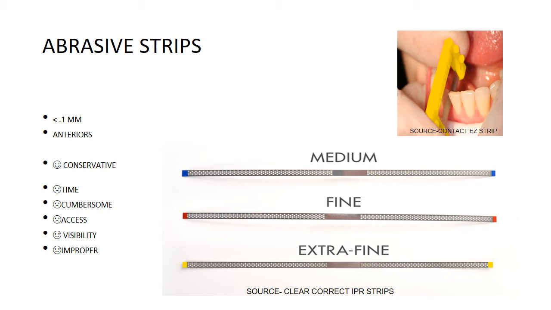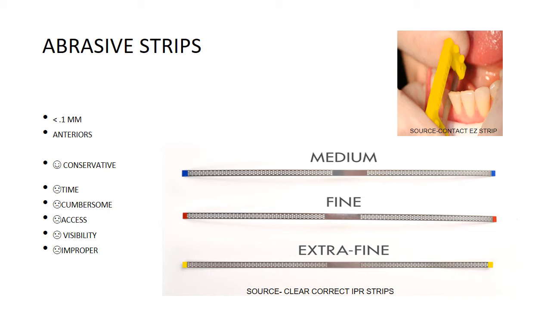This has to be continued in a slow motion and intermittently, with the help of a measuring gauge. The amount of IPR done is to be checked so as to not overdo the procedure. So if we want only 0.5 mm of space, we have to make sure that it's only 0.5 mm of enamel that we are removing. We do not want to remove excess enamel. We want to maintain the procedure as conservative as possible.